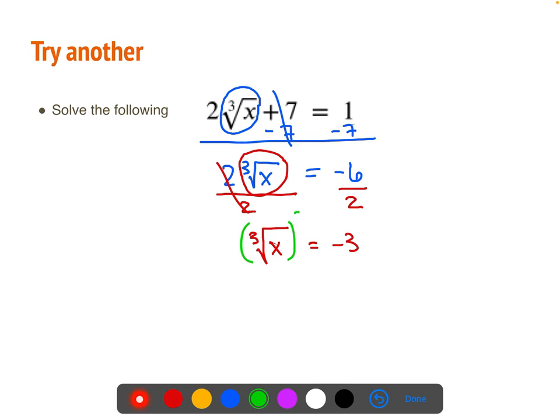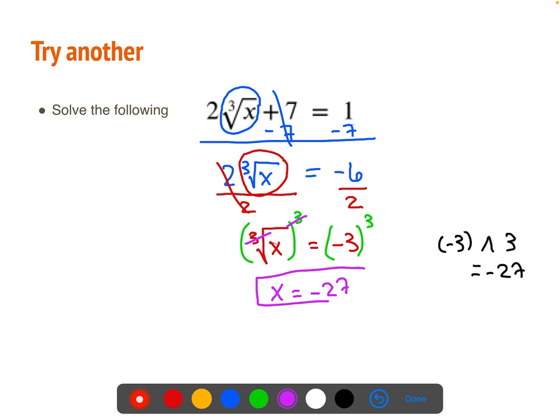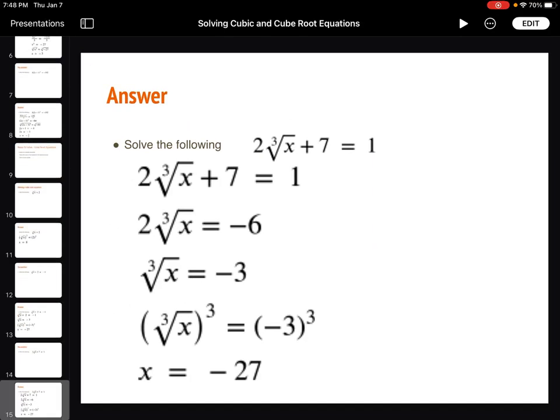And now he's isolated. So to get rid of a cube root, I'm going to cube both sides. So cube root and cube will cancel. And over here on the side, I'm going to go to my calculator and put negative 3 to the 3rd power. And he says negative 3 times himself 3 times is negative 27. So again, isolate, cube, solve for x. That's mostly what we're doing. Isolate, use the inverse, either cubing or cube rooting.